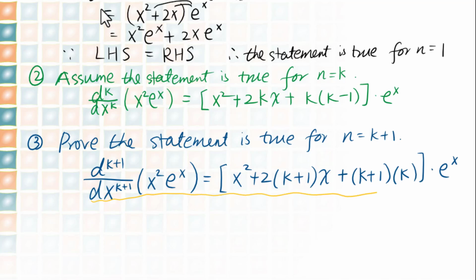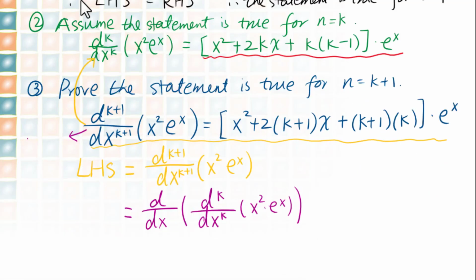For this statement, it's very complicated. We still use the left-hand side. Your left-hand side is the k plus 1th derivative with respect to x of x squared e to the x power. Try to relate this to the assumption. This is a k plus 1th derivative, and this is a kth derivative. One more derivative of the kth derivative will be the k plus 1th derivative.